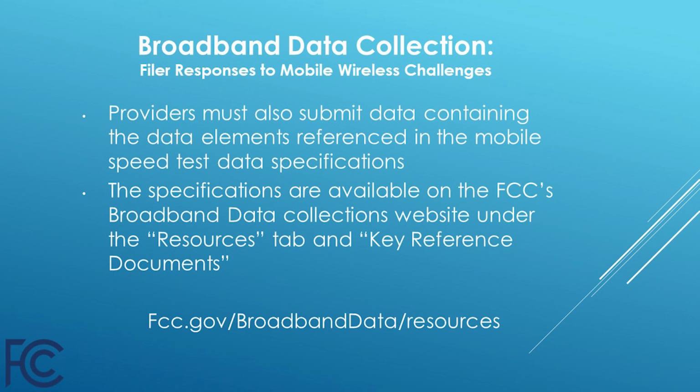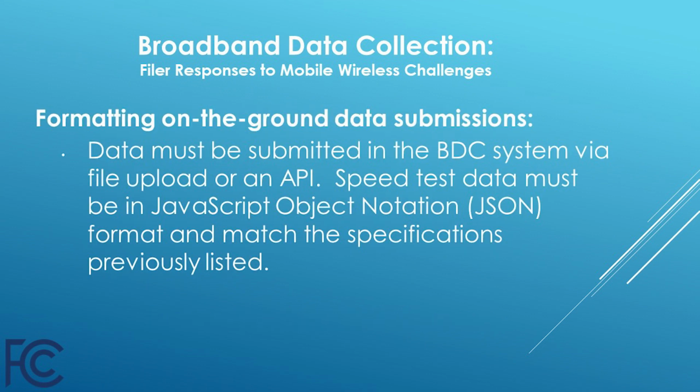To rebut the challenge using on-the-ground speed test data, providers must submit the data elements referenced in the mobile speed test data specifications for submission into the BDC system. These specifications are available on the FCC's Broadband Data Collection website at fcc.gov/broadbanddata/resources under the Key Reference Document tab. The data must be submitted in the BDC system via file upload or an API. Speed test data must be in JavaScript object notation, JSON format, and match the specifications previously listed.